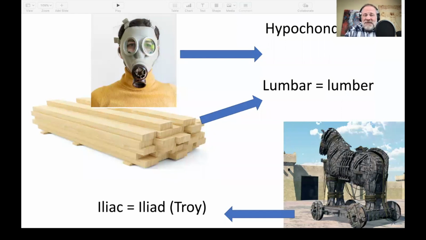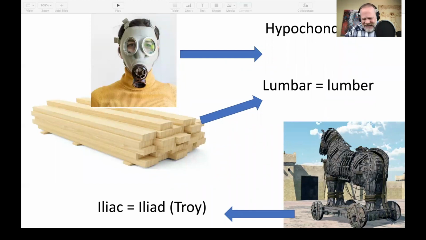Hypochondriac. Well, that reminds me of a person who is a hypochondriac. Imagine this girl and she's wearing a mask. She doesn't want to catch any diseases because she's a hypochondriac. She's standing on lumbar for lumbar. Hypochondriac on lumbar for lumbar.